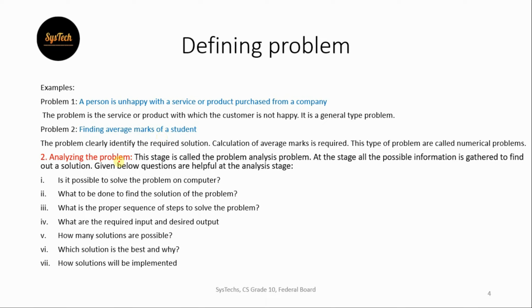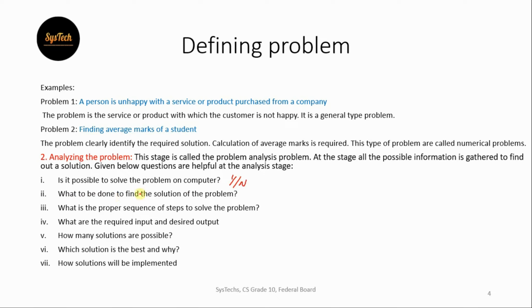Step number 2, analyzing the problem. This stage is called the problem analysis. At this stage, all the possible information is gathered so that the solution of the problem can be found. So when you are analyzing the problem, these are the steps you should perform. Number 1, first of all, is it possible to solve the problem on computer? Yes or no? If yes, then go to the next. If no, then the problem stops here.